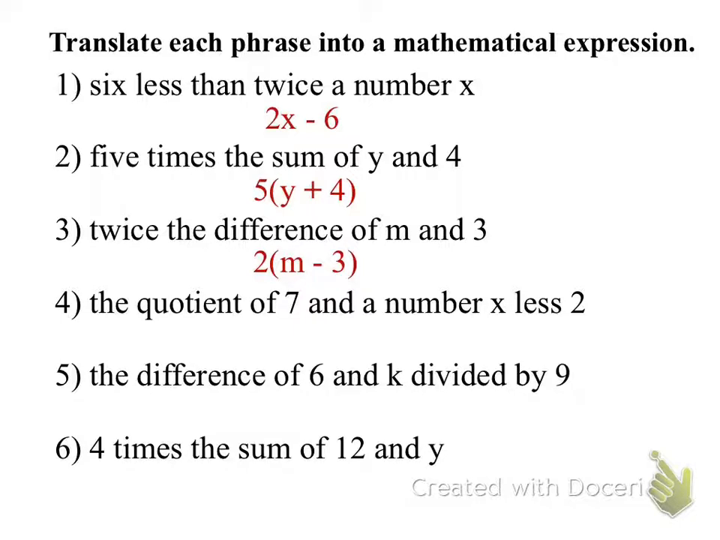Eden. The quotient. Divided by x minus 2. Good. There's your division. 7 divided by a number x minus 2. Or we could write it 7 over x minus 2. Or you can put parentheses there.